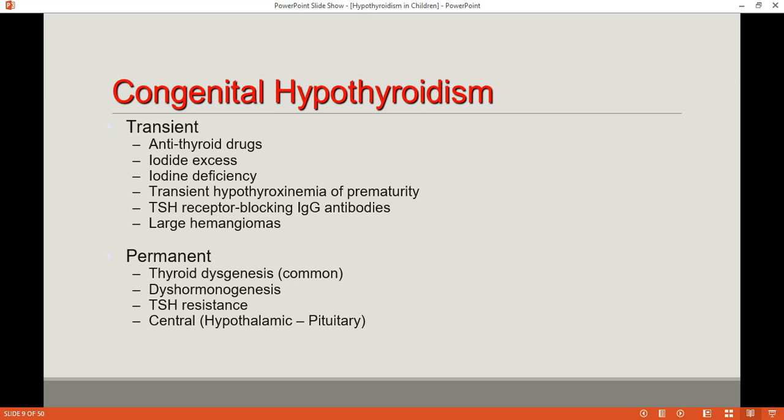Last is central hypothyroidism. When the cause is in the thyroid gland, it is known as primary hypothyroidism. But when the cause is central, like hypothalamic or pituitary, as we see in panhypopituitarism or hypopituitarism, in which more than one hormone is involved and the cause is in the upper story in the brain, it is known as central hypothyroidism. We will discuss in the interpretation of lab investigations how you will differentiate between primary and central hypothyroidism.